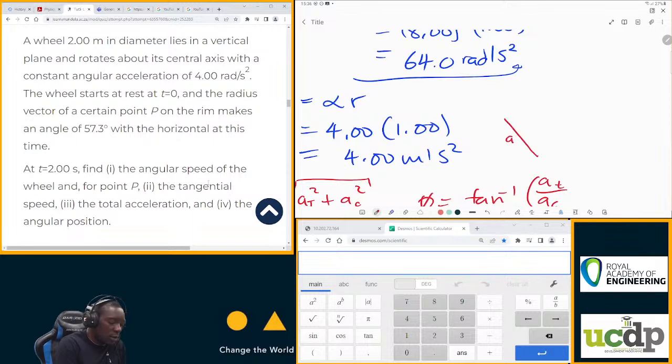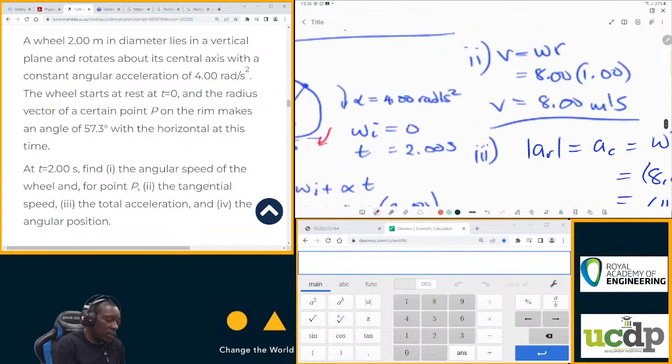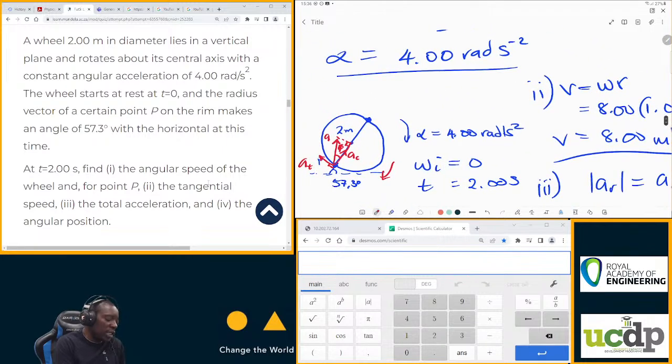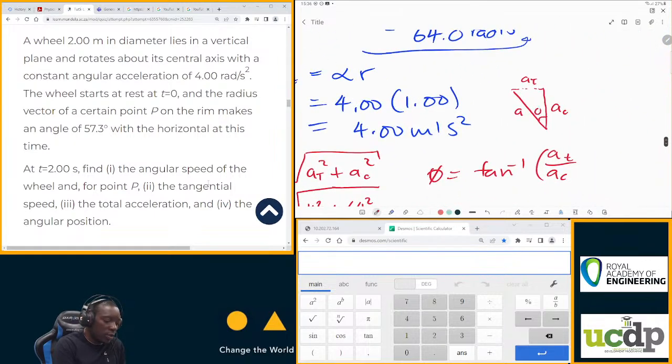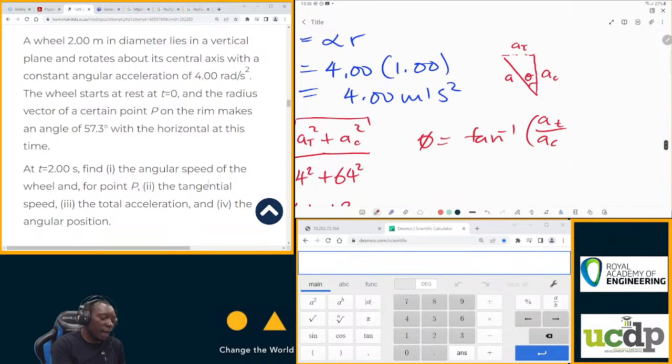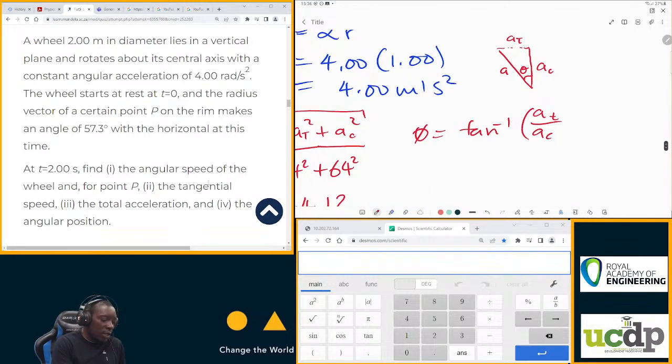This is A. This is AC. This is AT. Because vectors are space invariant, we've just shifted AT from the tangent to the center, such that we also have a right angled triangle there. And the angle phi is the angle that the total acceleration makes with the radius. So that angle is phi, not theta. That's phi.